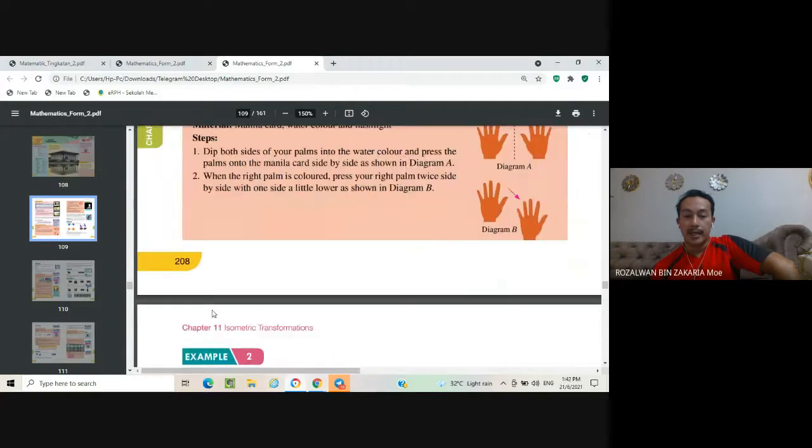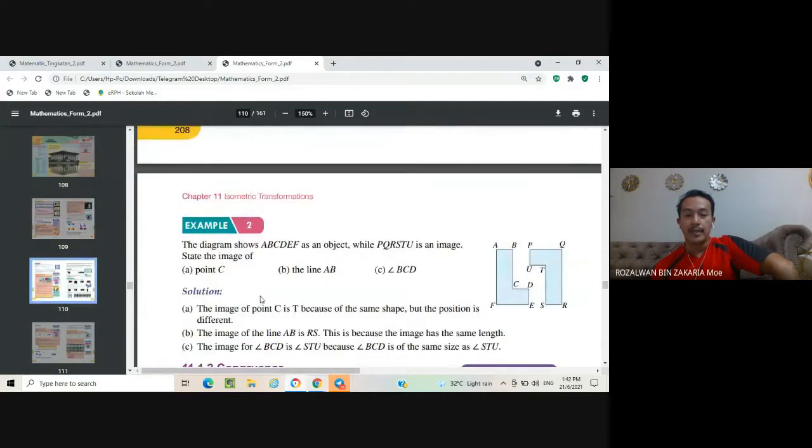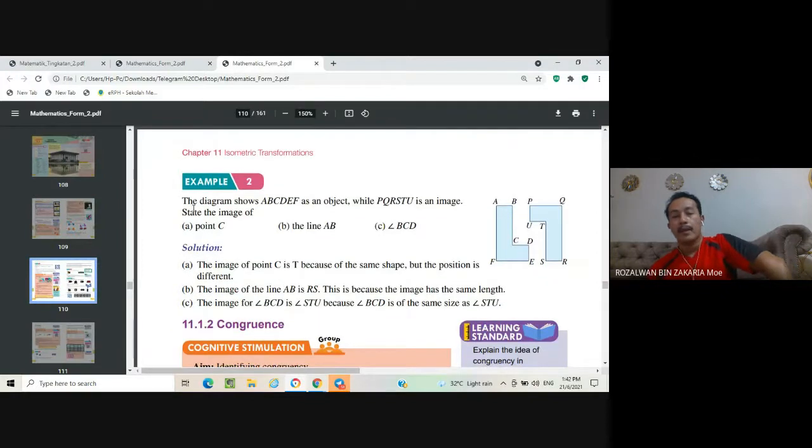Okay, look at example 2 here. For example 2, the diagram shows A, B, C, D, E, F as an object. P, Q, R, S, T, U is an image. So A, B, C, D, E, F is the object, and P, Q, R, S, T, U is the image. Question A is, state the image of the point C. So look at the point C.